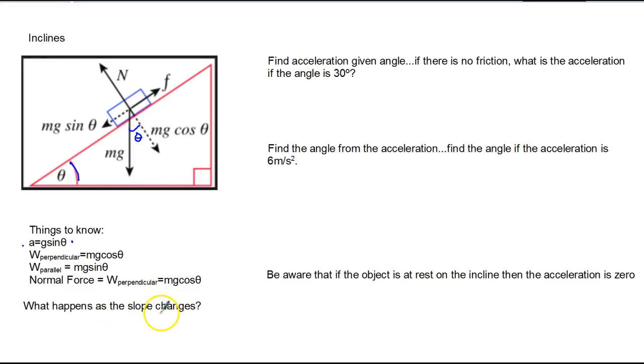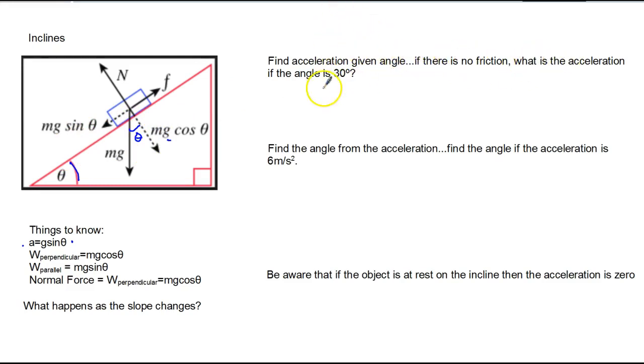What happens is the slope changes. Well, if the slope gets small, then the perpendicular component of the weight increases and the parallel component decreases. If the slope gets steeper, then the component down the incline gets bigger and the component perpendicular to the incline would get smaller.